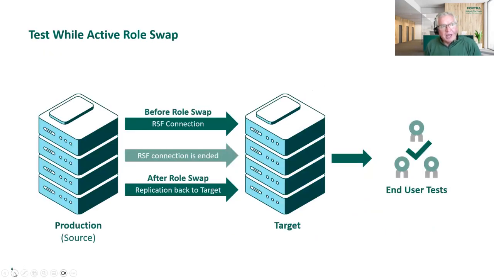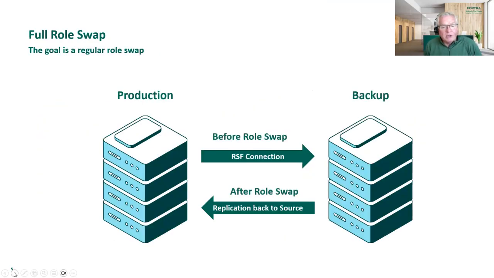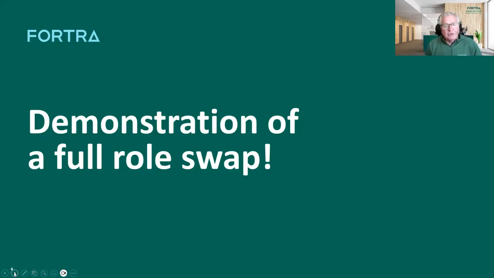Now, with Robot HA, we have a test while active role swap, which basically means your production server is up and running while you're testing your backup server. Could I use the data that's over there? We're not going to spend much time on that today. We're really going to do a full role swap with you. Bob's going to show you a live demonstration of actually doing a full role swap with Robot HA. So Bob, we're going to take it over to you to do this live demonstration, and we'll do some commentary along the way as this happens. If you want to take it away from here.